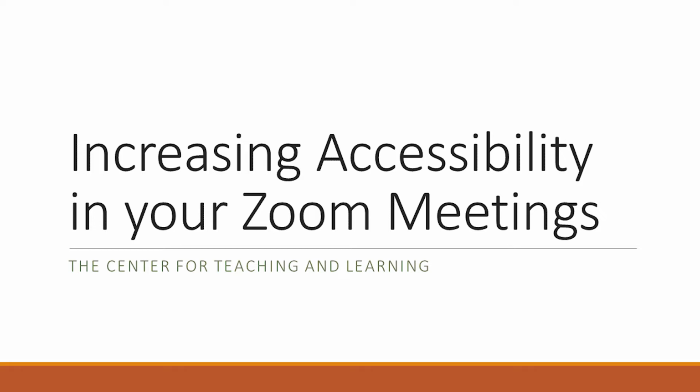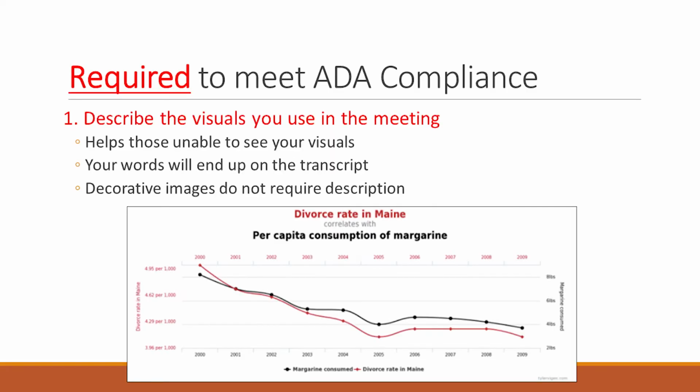Zoom content is largely visual-based, meaning that many of the tips that apply to video content can also apply to Zoom. This brings us to our only required tip, and that is, describe the visuals used in the meeting. Those with visual impairments or those that use audio-only call options will have trouble seeing your PowerPoints or the other visuals you use during a meeting. So, describe them verbally so that they will appear in the closed captions.